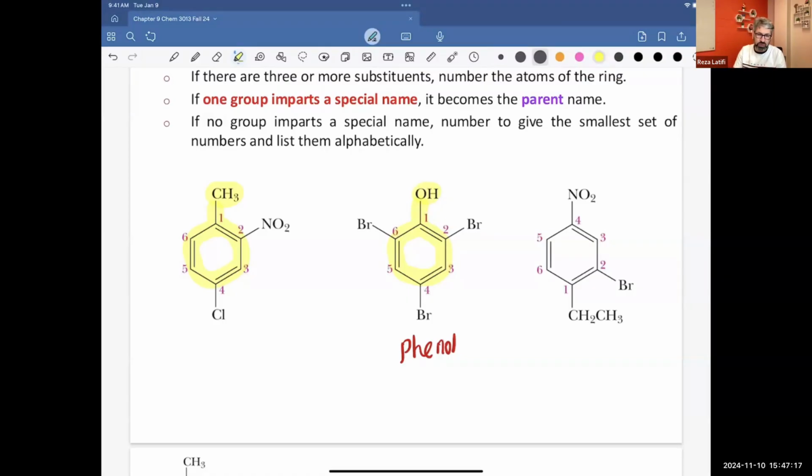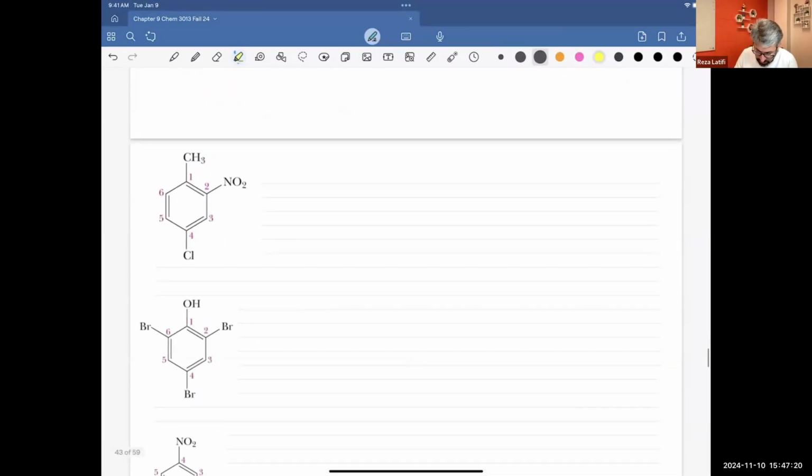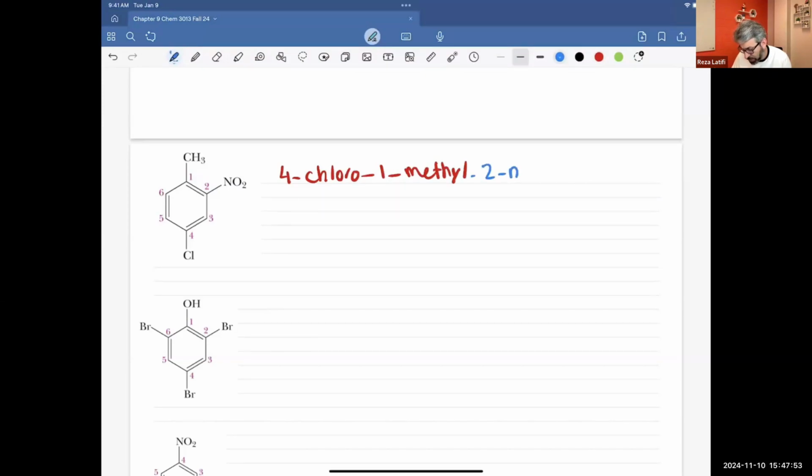We can do the same thing with the first one. I don't have any specific functional group or any common name. If I don't have any common name, I can just simply label them and try to get the smallest possible numbers. So I have 1, 2, and 4, and I go 4 chloro, 1 methyl, and then 2 nitro. And at the end, we're going to say benzene. Okay, that's one way to name it.